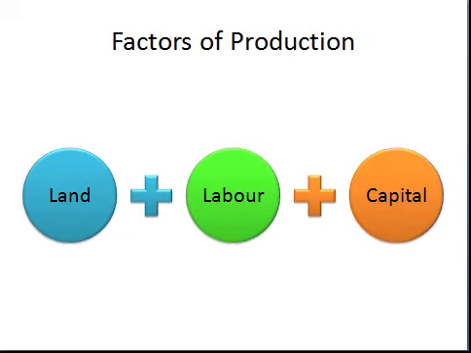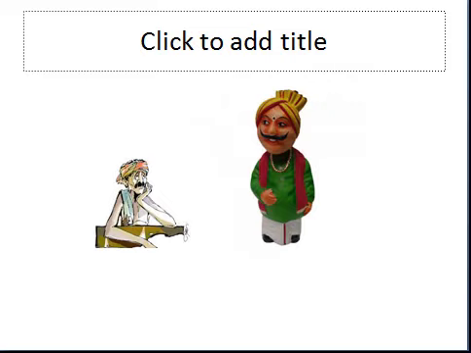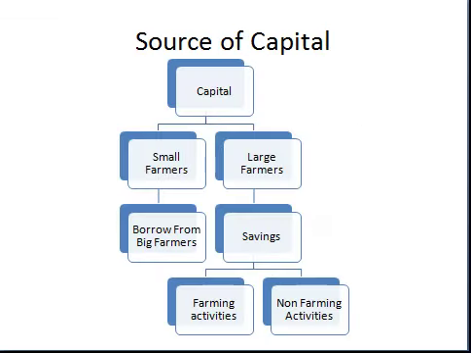In the case of small farmers, they do not have sufficient capital to do the farming in an efficient manner. They approach the big, large farmers for money. They borrow money from the large farmers, and these large farmers generally give them the money at a higher rate of interest. On the other hand, the medium and large farmers have savings by themselves from farming. They have many activities other than farming by which they generate a surplus of money. In that manner, they become the money lenders in the village. They give the money to the small farmers.